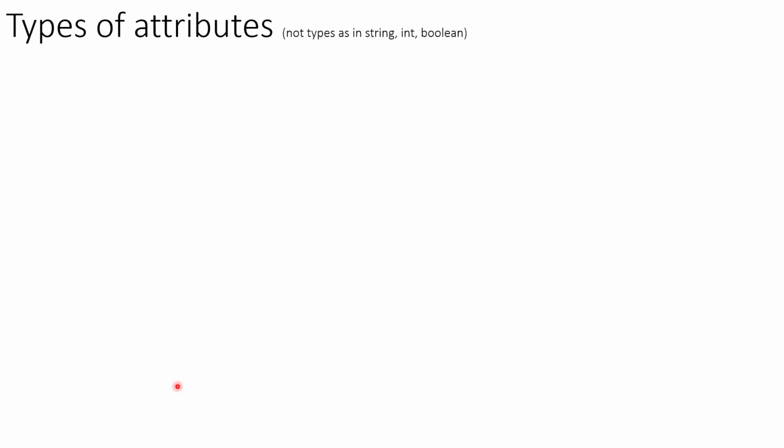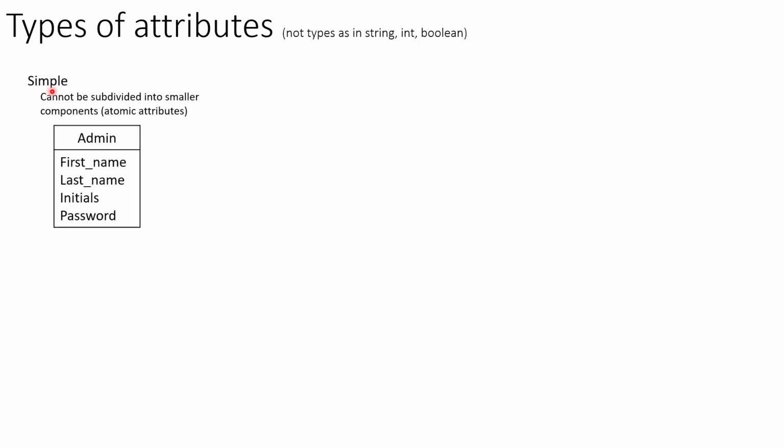We have different types of attributes. And again, I don't mean strings, text, integers, booleans, all these types that you know from programming languages. It is just instead different ways of saying something about the attribute, which is not the type, but something else. Let's take examples. Okay, we have the simple attribute. The simple attribute is something that cannot be divided into smaller components. So they're supposed to contain a single value. First name is a single piece of text. Same with the last name. Initials is a single piece of text. Same with password.